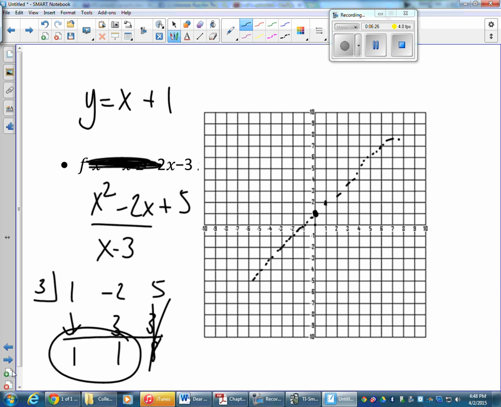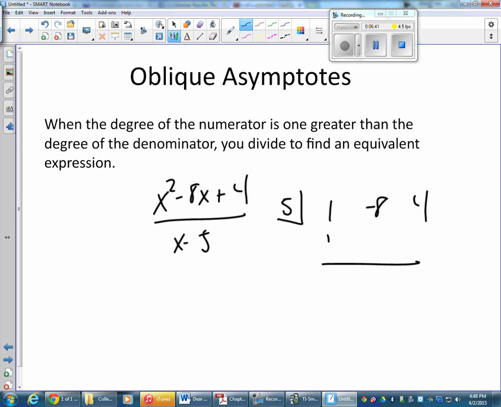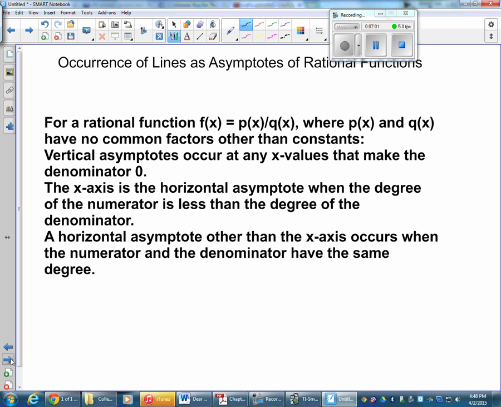If I were to have something like, I'll just make up another one, on the top if I had x squared minus 8x plus 4, and on the bottom I have x minus 5, I'd put a 5 on the outside, and I'd have 1, negative 8, and 4. Bring down the 1, 5 times 1 is 5, add, you get negative 3, 5 times negative 3 is negative 15, add, you get negative 11. Doesn't matter what your remainder is, this is what you're going to use. The line y equals x minus 3 would be your oblique asymptote. So that's how that works, and that's vertical, horizontal, and oblique.